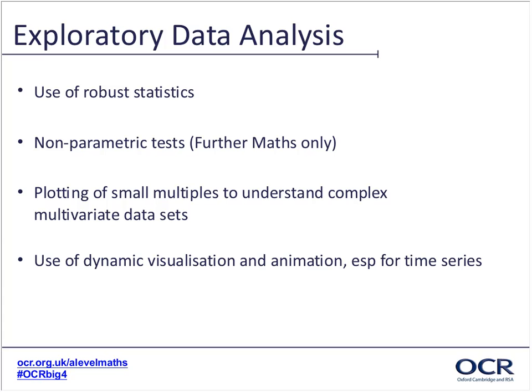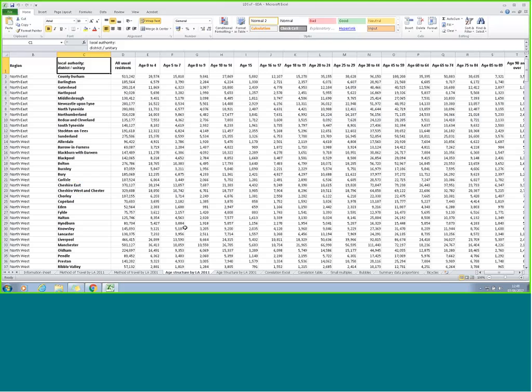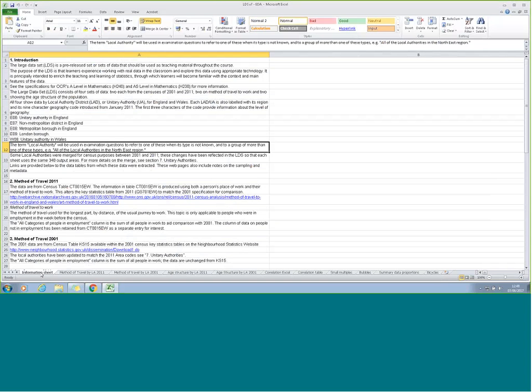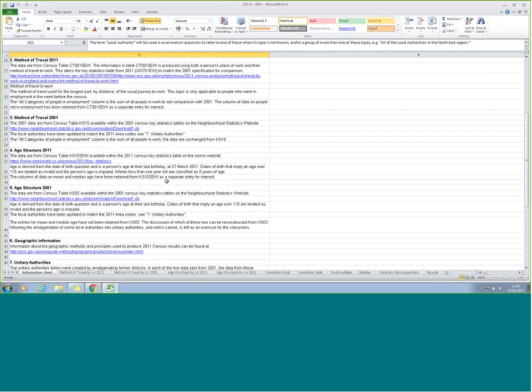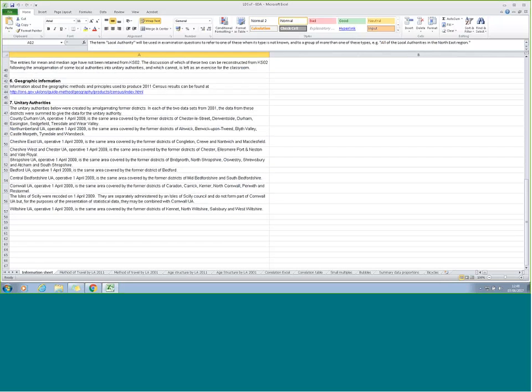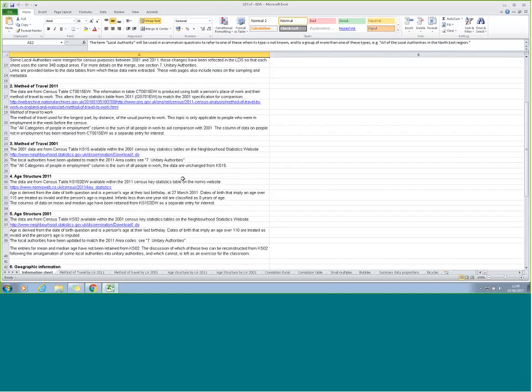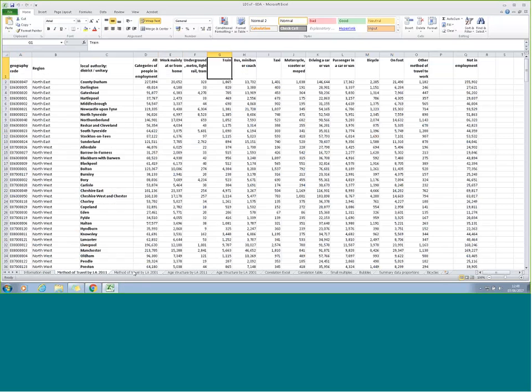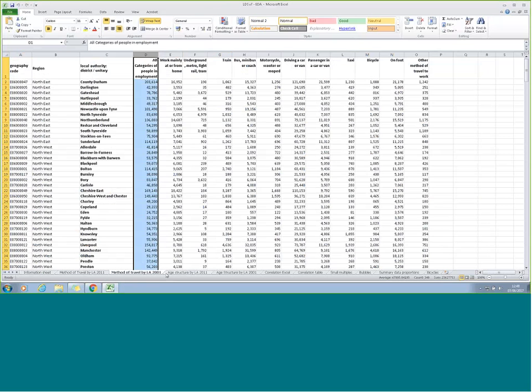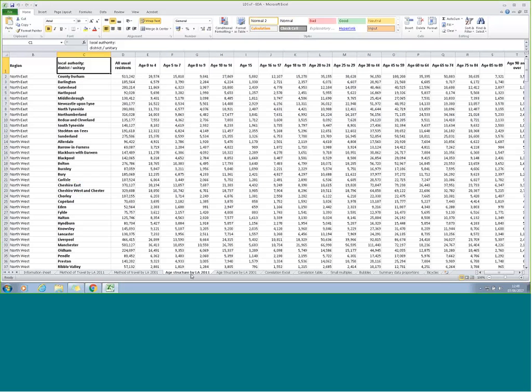So it's time to have a look at the example. So I will share my desktop here, and we see here, hopefully, you can now see the large data set itself. So we have this information sheet with various bits of metadata about the geographic information, how the industry authorities work, and a method of travel, 2011, 2001, and then age structures.